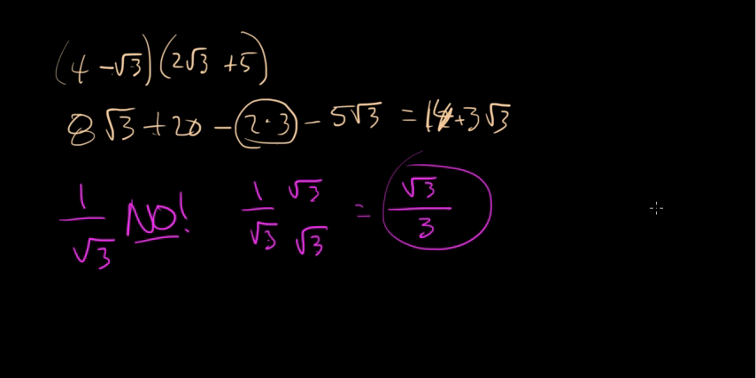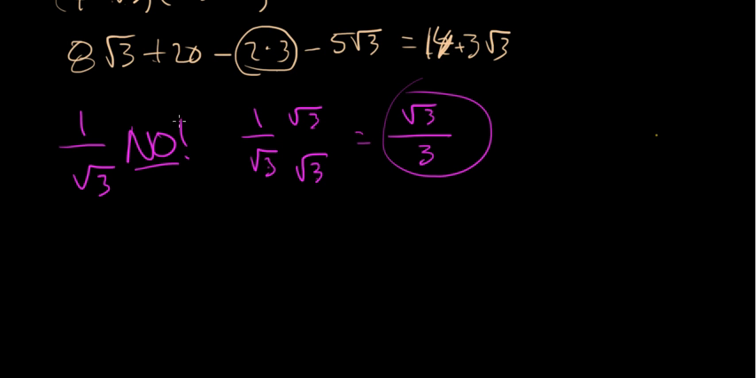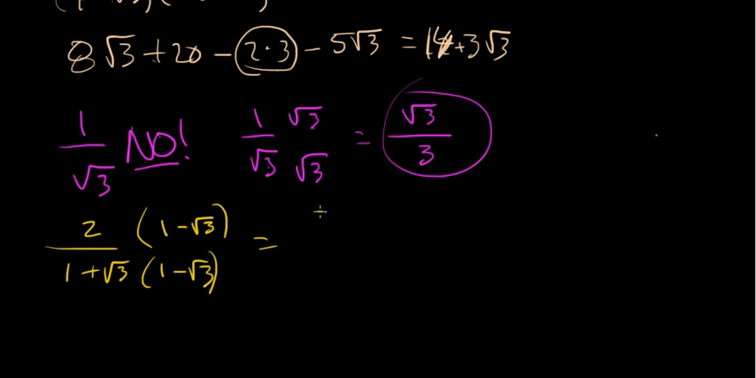Not quite. What happens if I have 2 over 1 plus square root of 3? You guessed it, 1 minus square root of 3 over 1 minus square root of 3 equals 2 minus 2 square root of 3. Okay, you know, I got to distribute that. Over 1 times 1 is 1. Plus square root of 3 minus square root of 3 cancel each other out. That's why we use the conjugate.